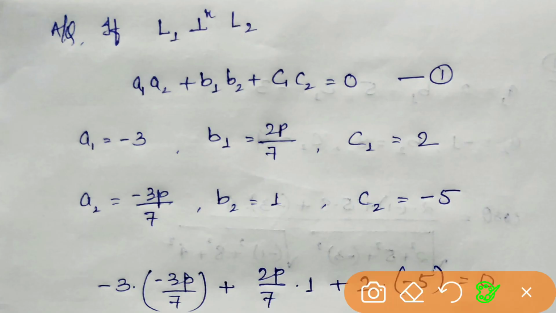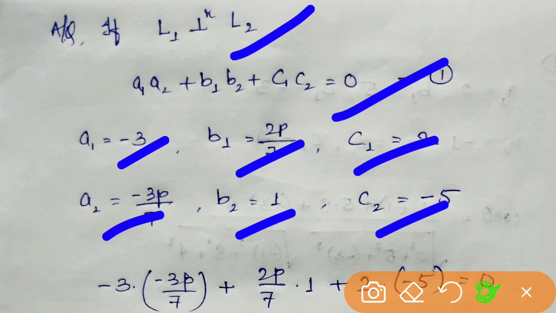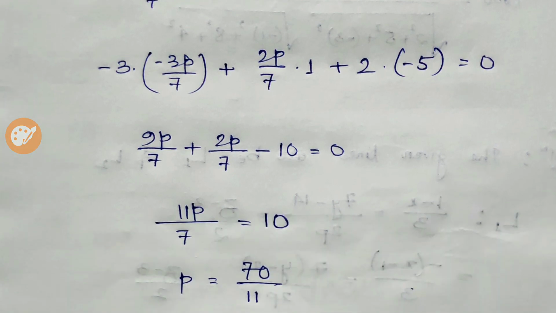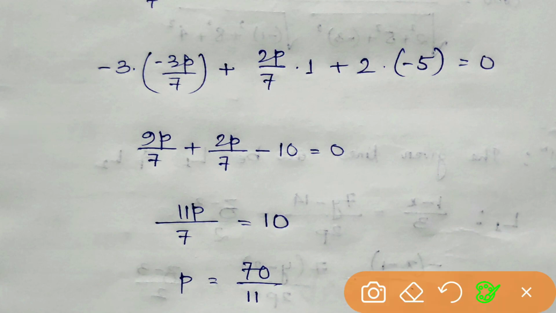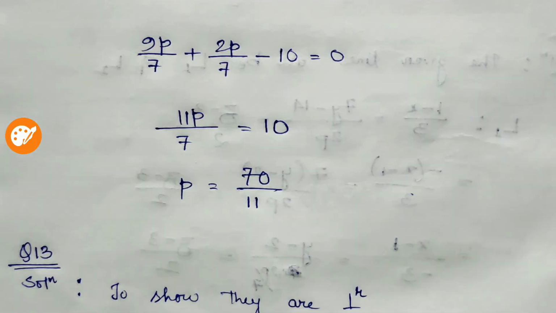So you can see if L1 is perpendicular to L2, A1 A2 plus B1 B2 plus C1 C2 equals 0. This is a known equation. Look at the previous lines and write your A1 B1 C1, A2 B2 C2. If they are perpendicular, their dot product should be equal to 0, right? And in the question they are saying that they are perpendicular. We need to find for which value of P. So you solve them, okay, then P comes as 70 by 11. That will be your answer.